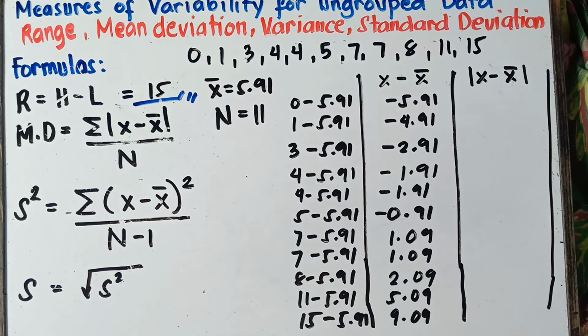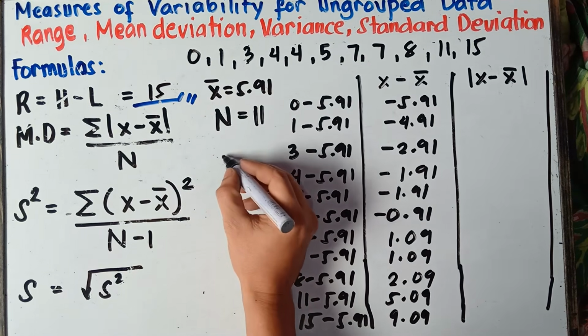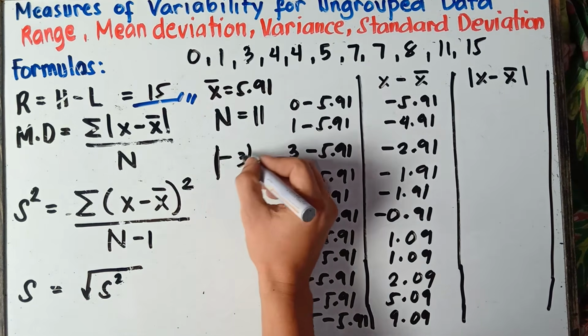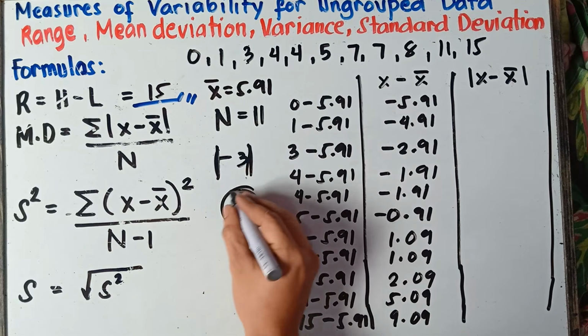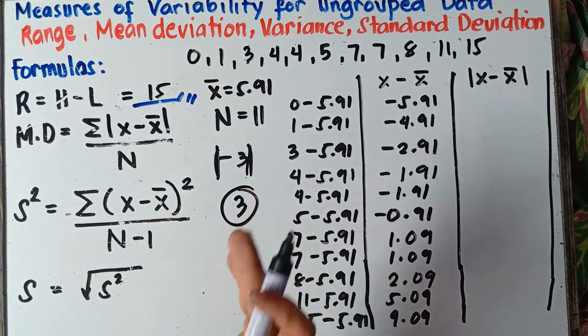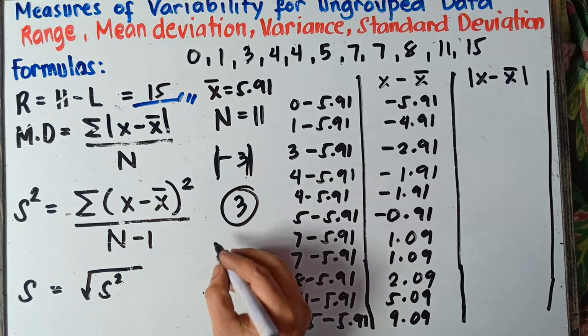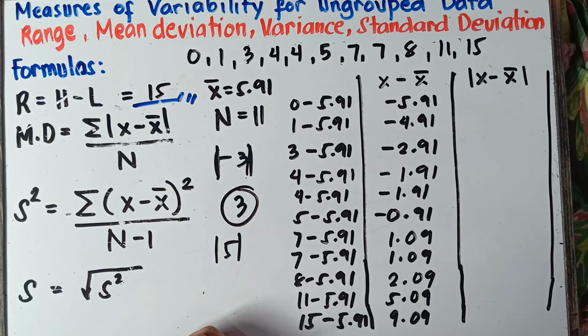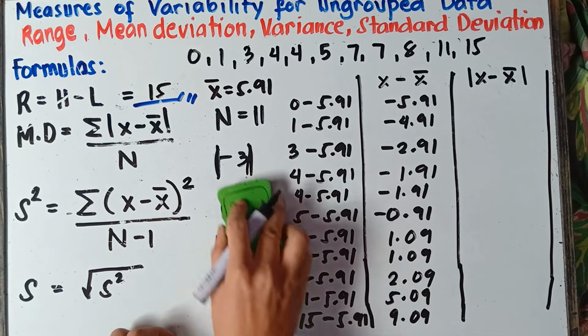Absolute value of negative 3, that's positive 3. Absolute value of positive 3, that's positive 3. Example, class, if I will say the absolute value of negative 3, what's the answer, class? That's correct, that would be positive 3. Because the absolute value of a number is always a positive number. The absolute value of 5, what's the answer, class? That's correct, that would be positive 5. The absolute value of a number is always positive.